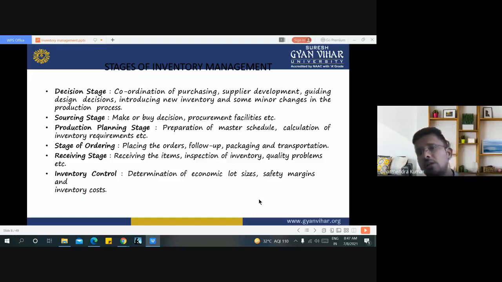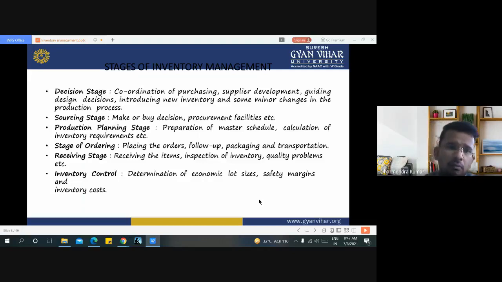It is only about raw material inventory. If you're talking about raw material inventory, then these are the stages: decision stage, where we take decisions about raw material; sourcing stage, where we find the sources for supplying this type of raw material; planning stage, where we prepare the master schedule and determine how much inventory is required for the production process. The fourth stage is the stage of ordering.